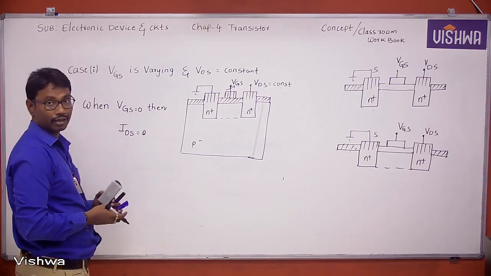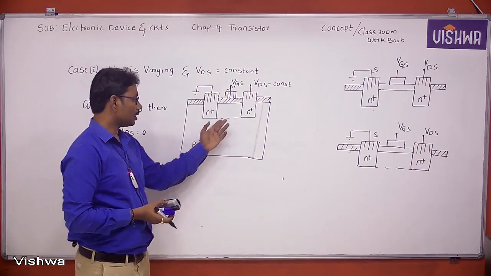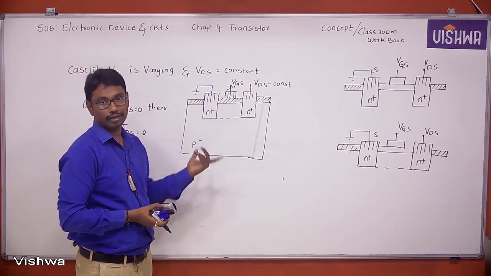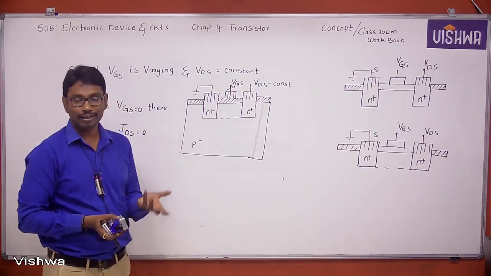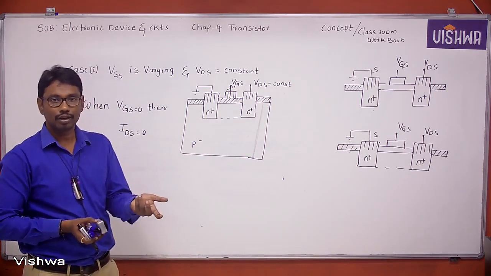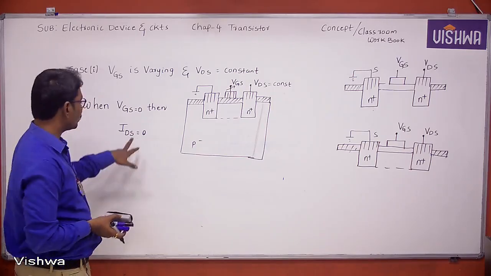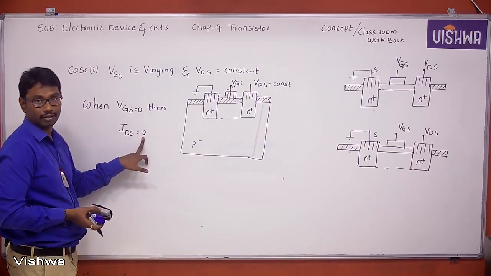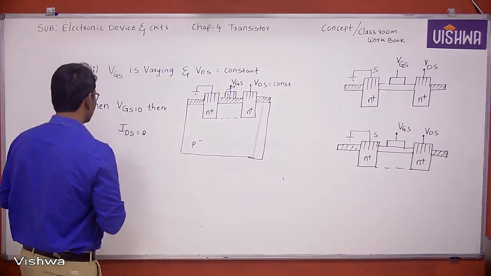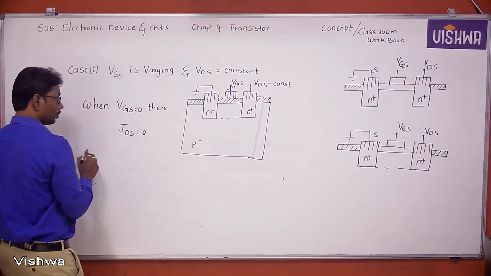Why is current IDS also 0? Because here the channel is not created between source and drain. I told you what is the use of VGS: to create the channel. When VGS is 0, there is no channel between source and drain. Then what about the current IDS value here? 0.